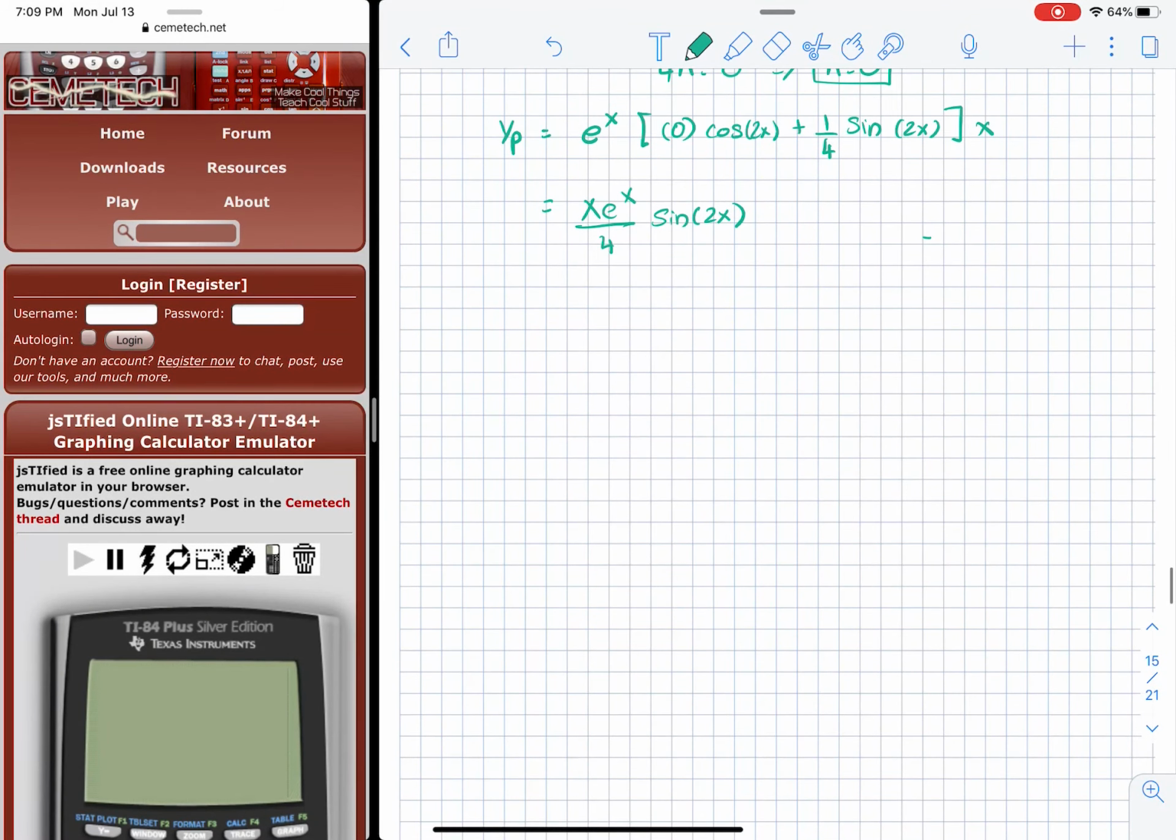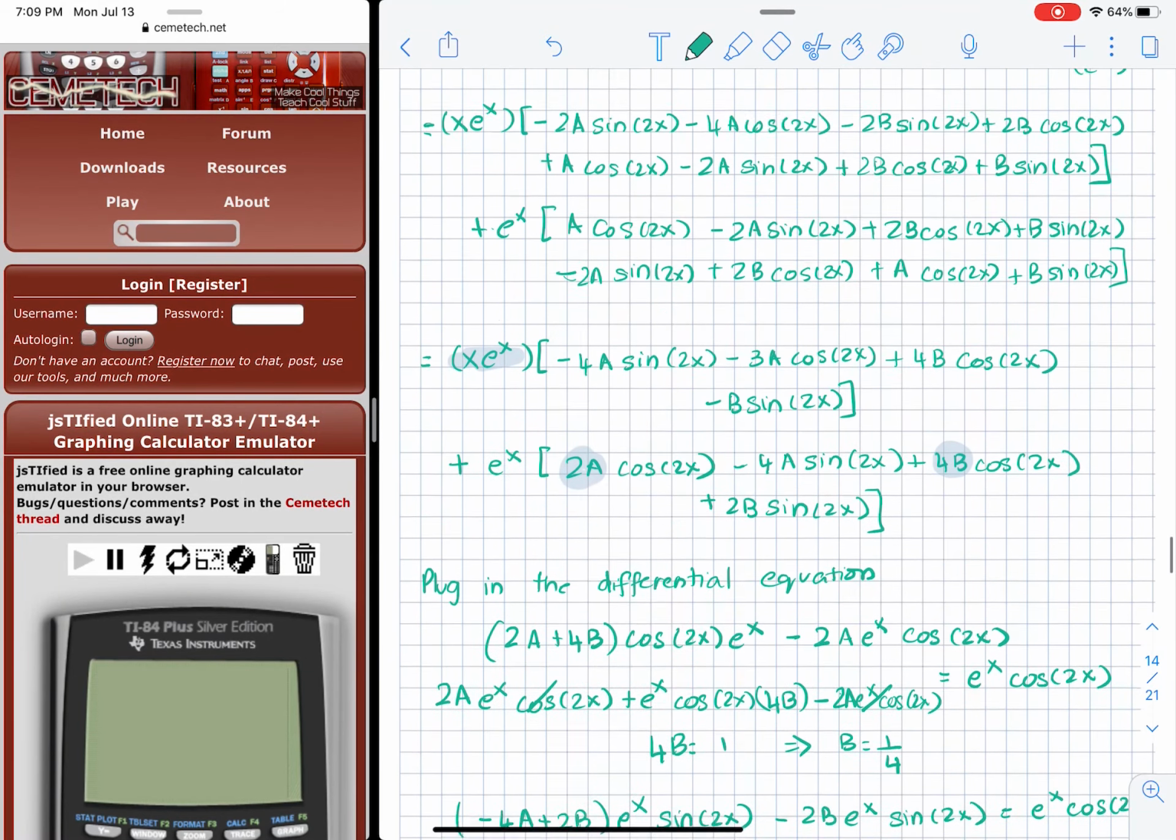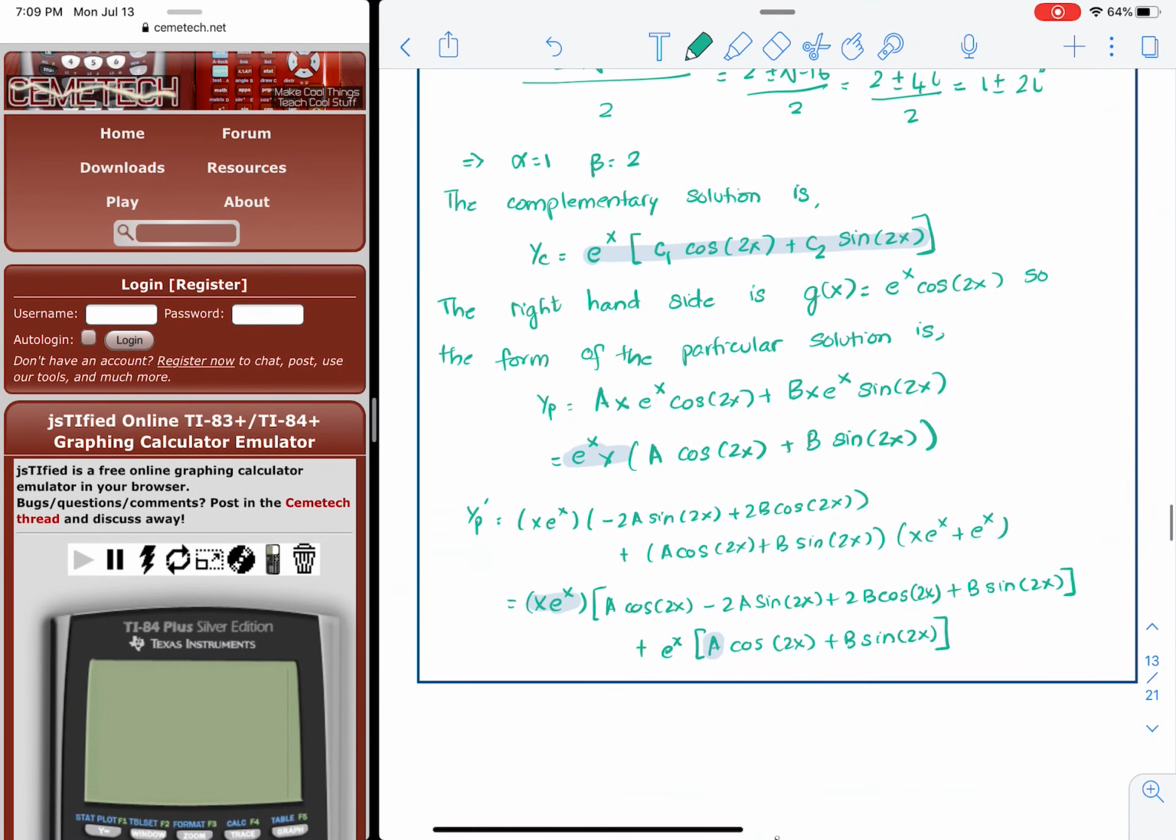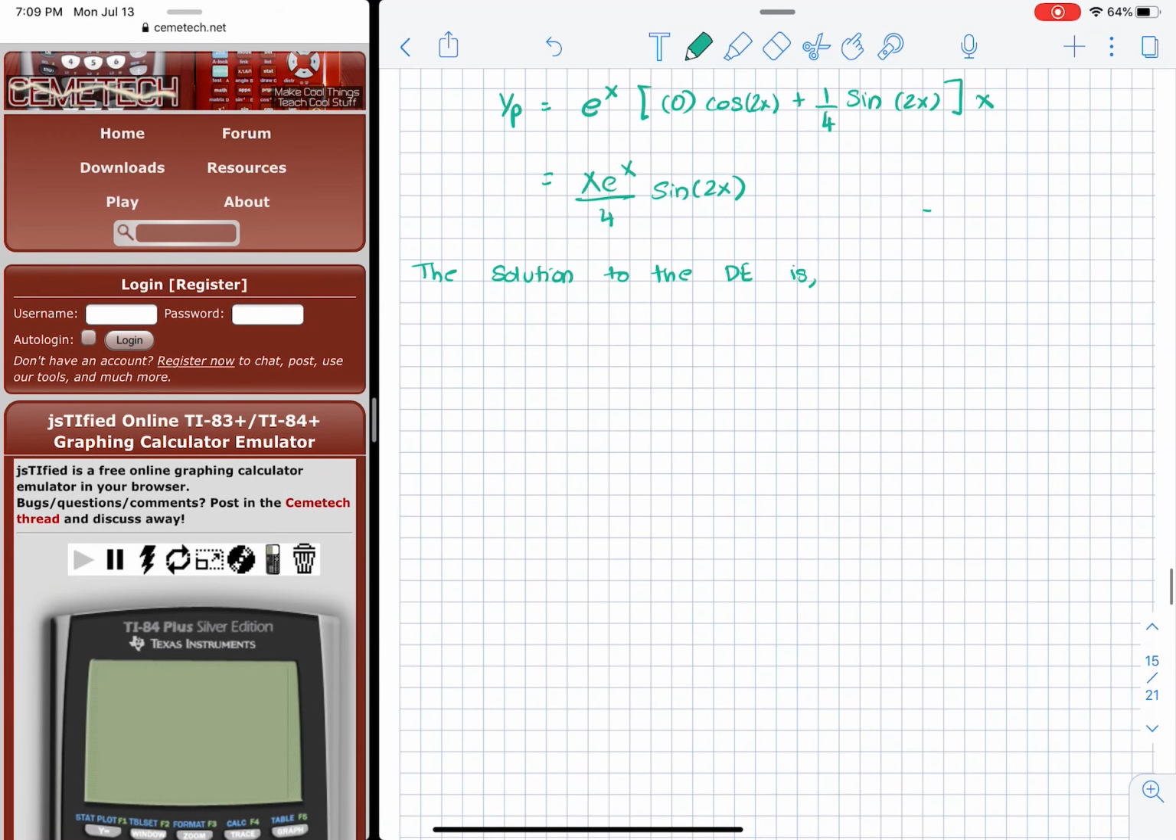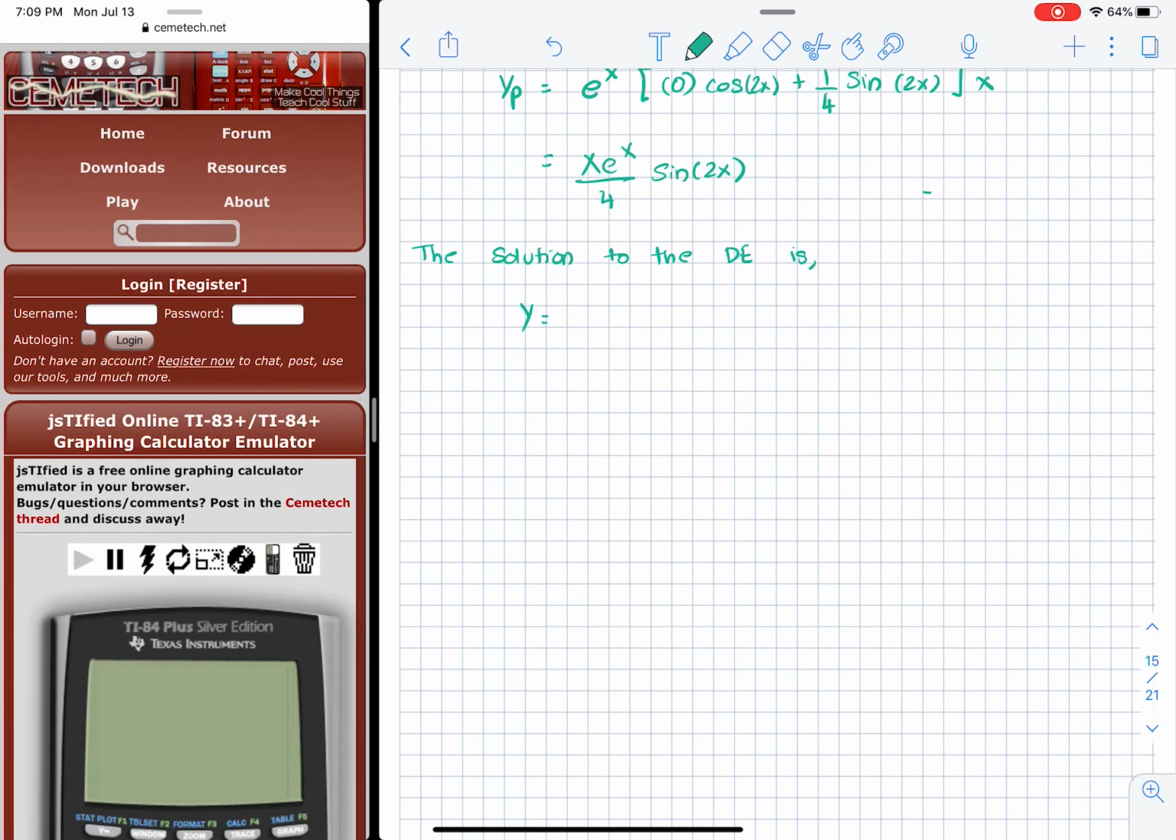So the final solution is y equals e raised x times cosine 2x plus sine 2x, plus x e raised x sine 2x.